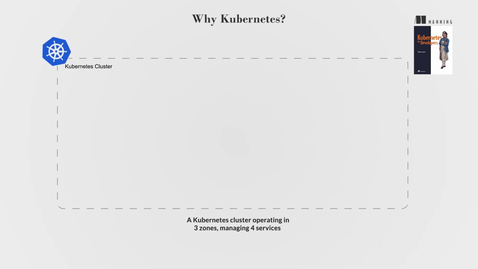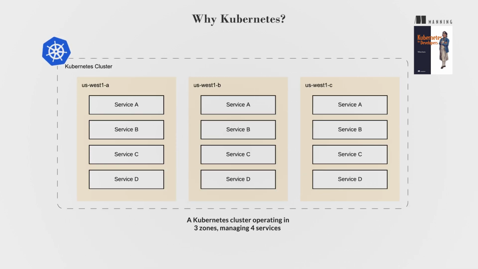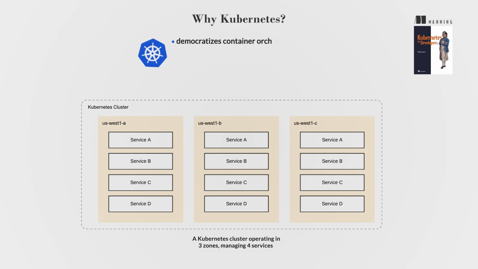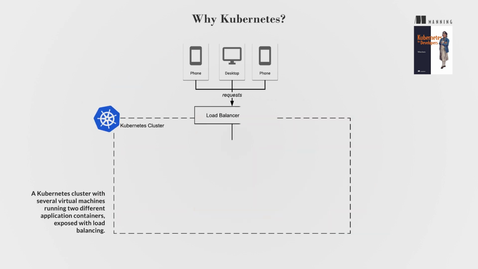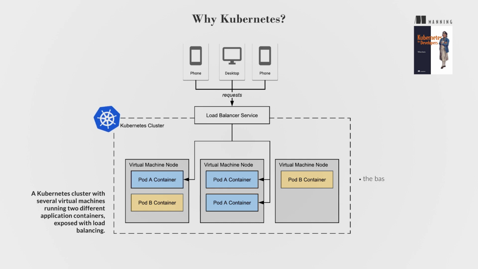Kubernetes addresses the challenges of managing containers at scale, providing a platform for orchestrating containers across a shared pool of machines. It democratizes container orchestration, making it suitable for applications of any size and simplifying high availability, updates, and platform maintenance. Kubernetes structures containers into pods, which are the basic scheduling units, and provides services for connectivity. It offers constructs like deployments for managing stateless applications, automating the placement and scaling of pods.